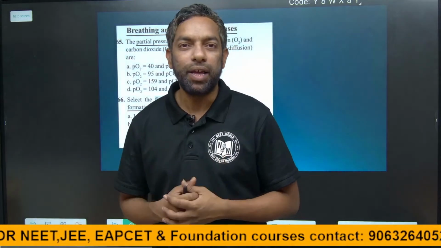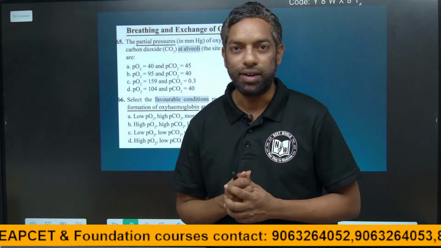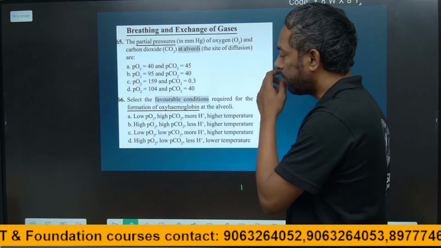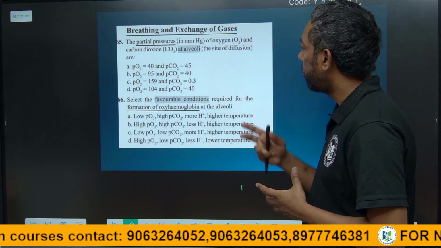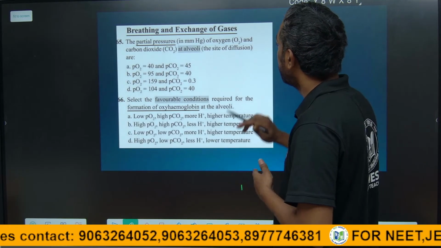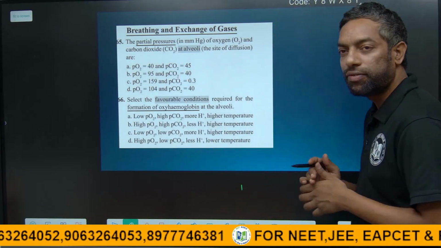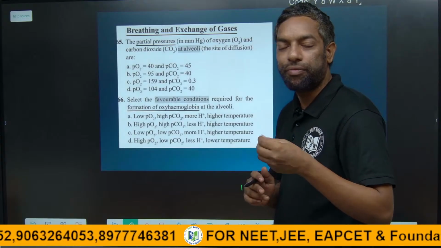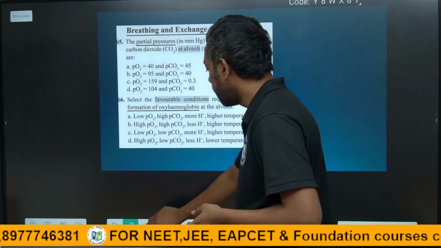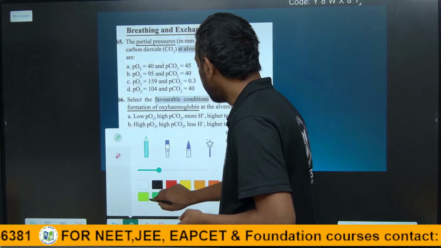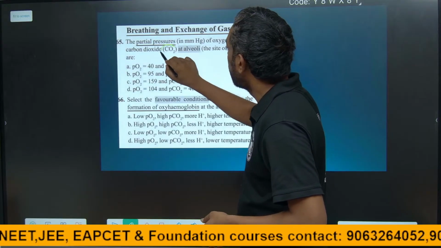Guys, today we are going to discuss the NEET previous year paper 2021. What are the questions coming from that paper? First question: the partial pressure of oxygen and carbon dioxide at the alveoli, the site of diffusion, where the alveoli and the blood meet. What is the ratio of oxygen and carbon dioxide?